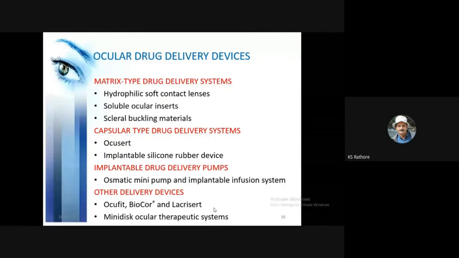Now these are the approaches which we use. The ocular delivery devices like matrix type drug delivery systems. In matrix type, there are hydrophilic soft contact lenses, soluble ocular inserts, scleral buckling materials. When it is capsular type drug delivery systems, that is ocular implantable silicone rubber devices, and implantable drug delivery pumps are also used, like osmotic mini pumps or implantable infusion systems, and other delivery devices like OcuFit or BioCore, Lacrisert, mini disc ocular therapeutic system, that is also known as OTS. This is by Bausch and Lomb.